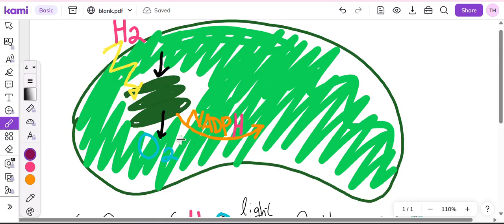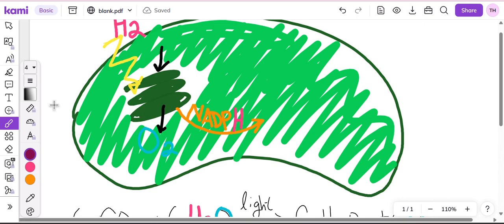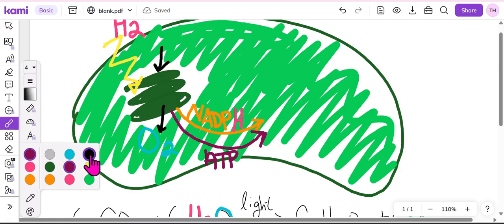Now, there's another molecule that's produced that's also going to hitch a ride over to the light independent reaction, and that's going to be ATP, adenosine triphosphate. Okay, so it's going to hitch a ride over into the stroma to help fuel the Calvin cycle. Okay, so that's our overview of the light dependent reaction. And again, we'll draw that out more like what I did with the animation. I'll draw that out again.